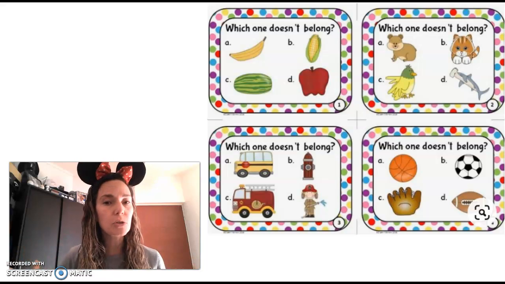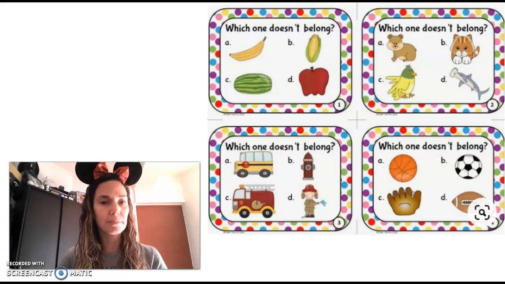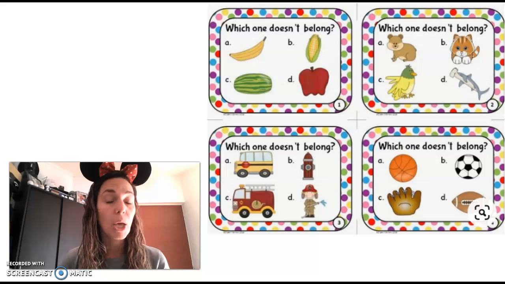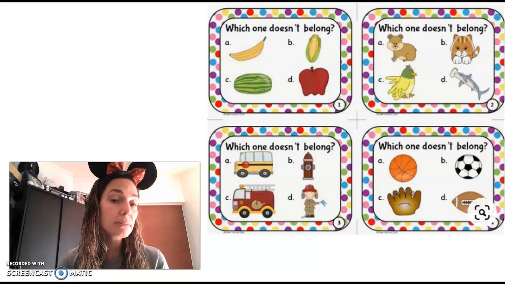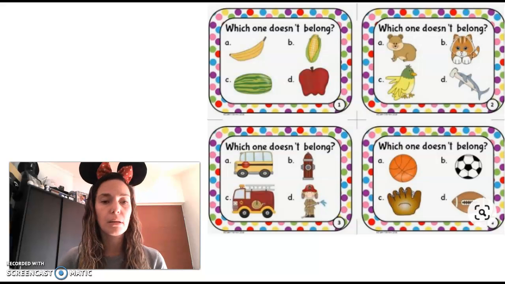You're going to find in the first group 4 elements. Let's see what do we have here. So we have a banana, we have a watermelon, an apple, and a corn.